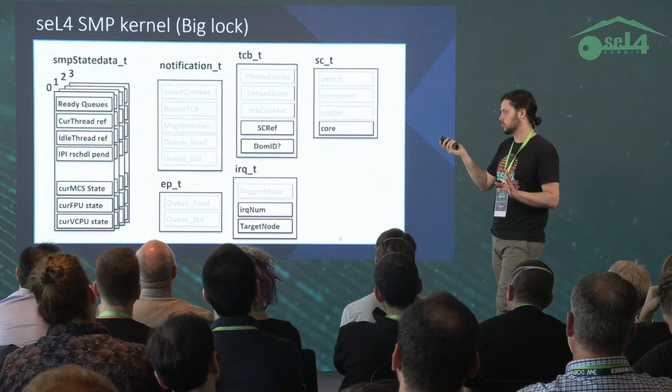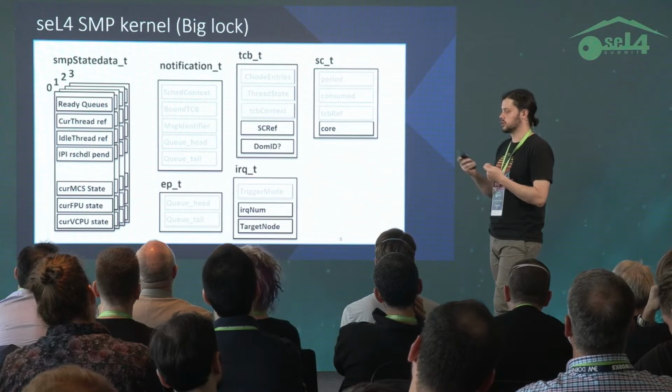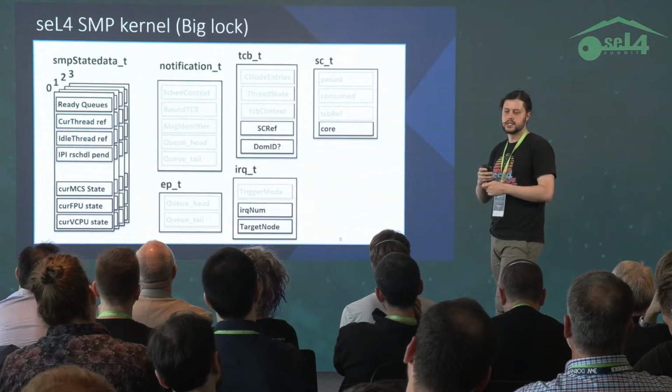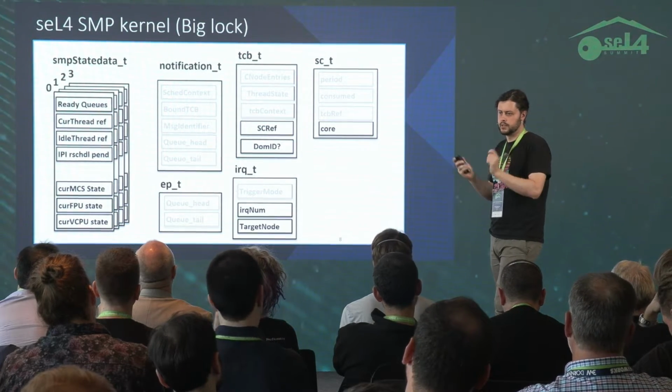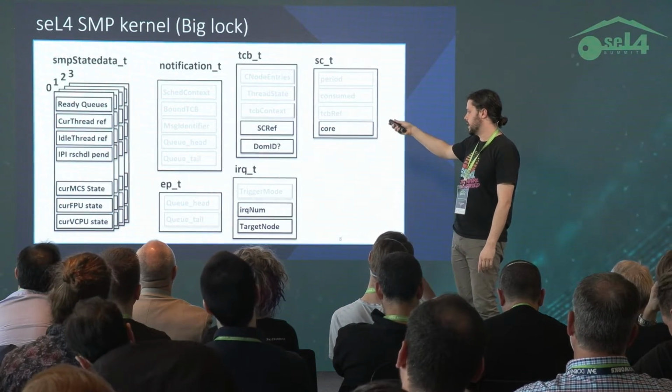They still have a single global queue, where a thread blocked on a notification or on an endpoint is potentially on any core. So when you wake it up, it's going to run on the core that it's assigned to. So threads basically have an affinity.